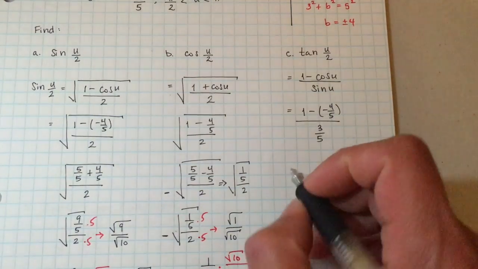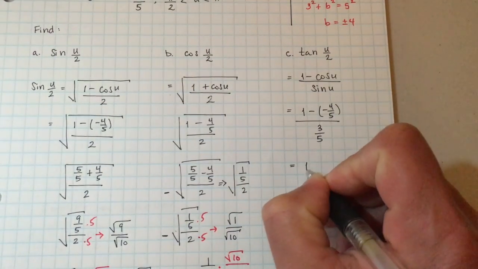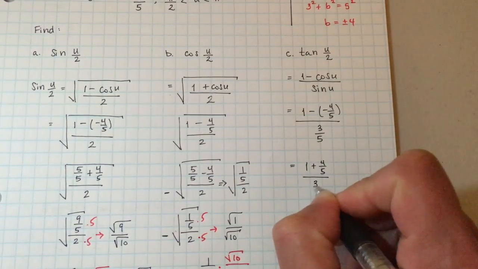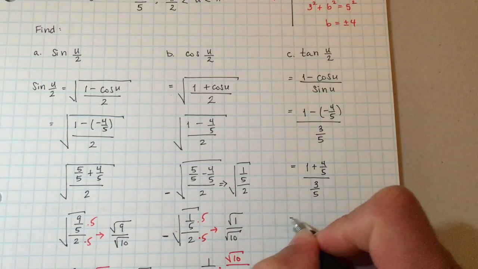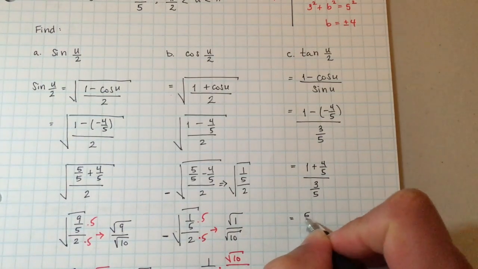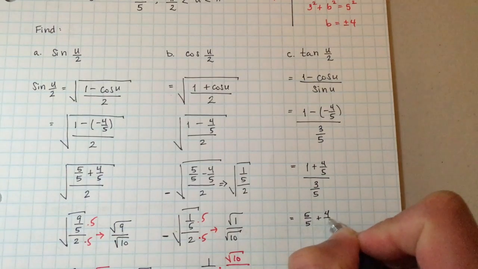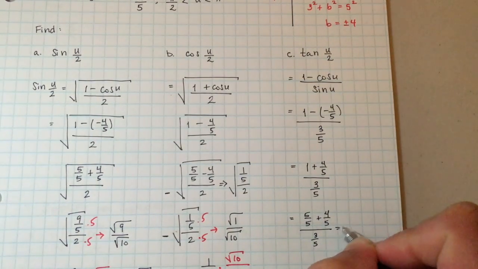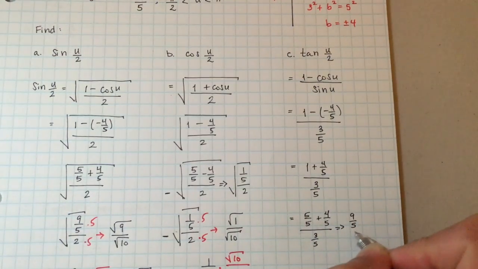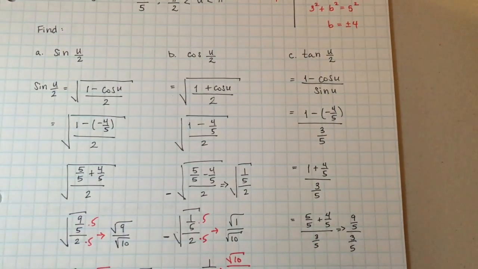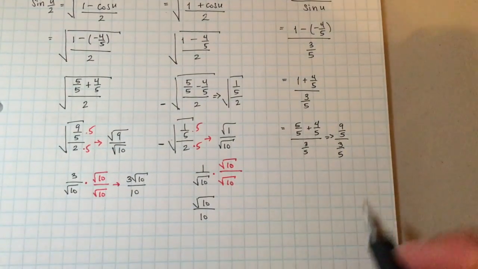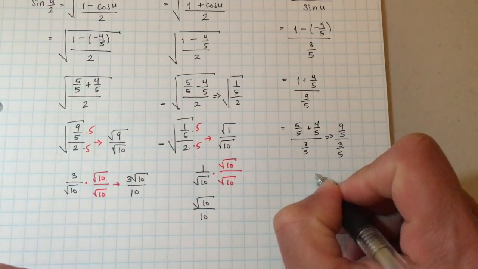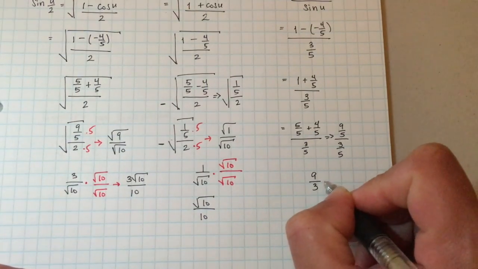Negative times negative is a positive. We're going to get 1 plus 4/5 over 3/5. And that's going to give me the same thing, 5/5 plus the 4/5 all over 3/5. And that's going to give me 9/5 over 3/5. And if you remember, when the denominators are the same here, they can just simplify each other out. So your answer is 9 on the top, 3 on the bottom, which is 3.